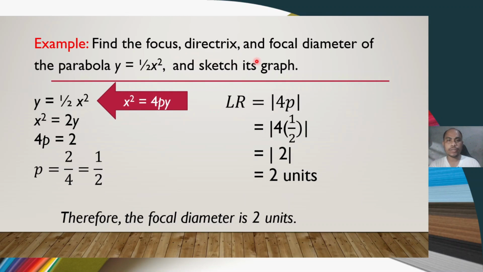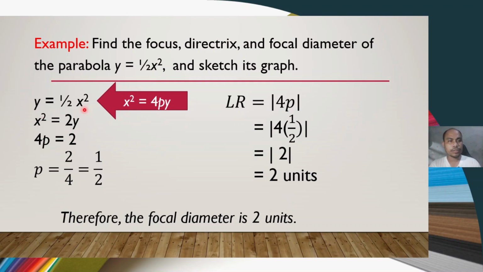Find the focus, directrix, and focal diameter of the parabola in which mayroon tayong equation na y equals to 1/2 x squared and sketch this graph. This one class, hindi makikita natin dito yung ating standard form, whether x squared equals to 4py or y squared equals to 4px. So, gawin muna natin ganun, yung form niya, para malaman natin kung saan tayo magbabase ng ating sagot. Okay? Now, writing the first given, y equals to 1/2 of x squared.